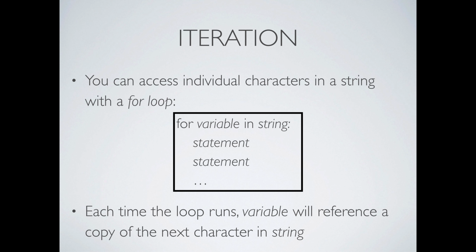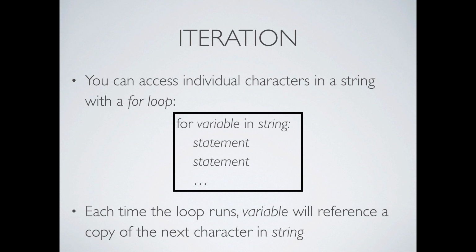Alright, so one thing you can do with strings that we haven't talked about yet is iteration. So iteration we've talked about a little bit in general, right, with for loops. Every time you go through a for loop, we call that an iteration. You iterate through the for loop. So you can actually iterate, or basically go through each individual character in a string using a for loop.